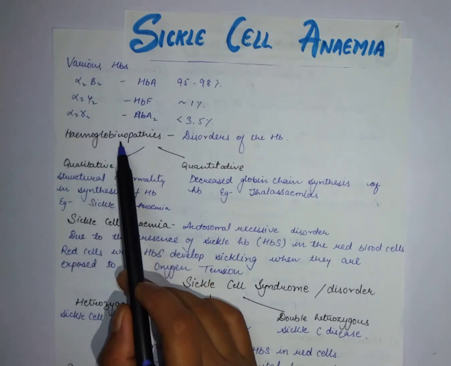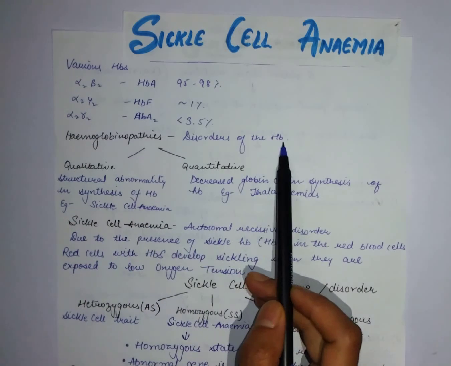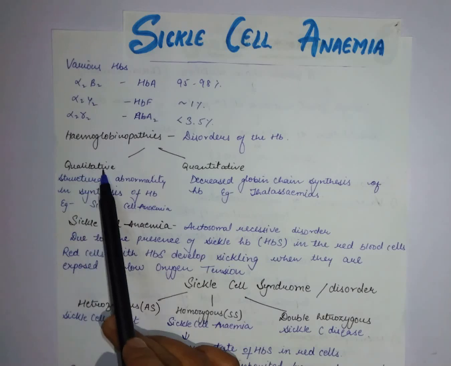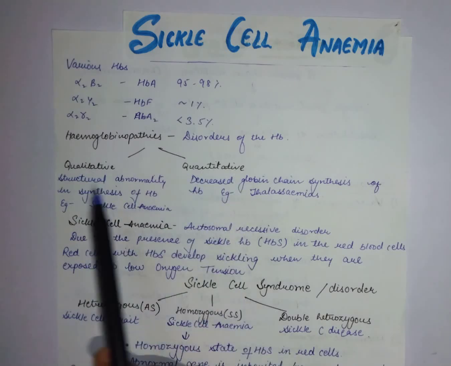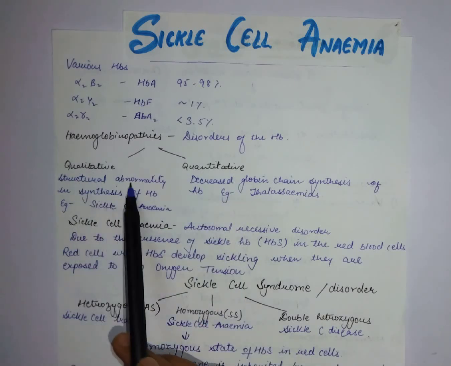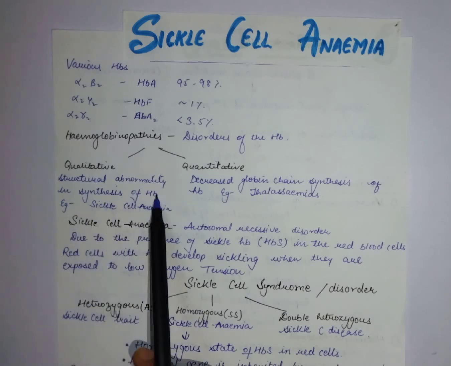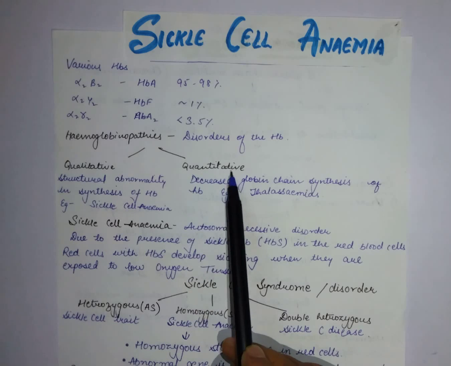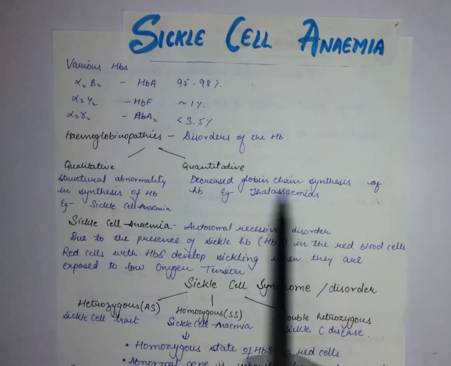Then what are hemoglobinopathies? These are the disorders of the hemoglobin. They can be qualitative and they can be quantitative. In qualitative, there is a structural abnormality in the synthesis of hemoglobin, as in case of sickle cell anemia. In quantitative, there is decreased globin chain synthesis of hemoglobin, as in case of thalassemias.